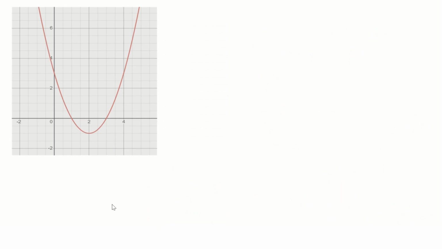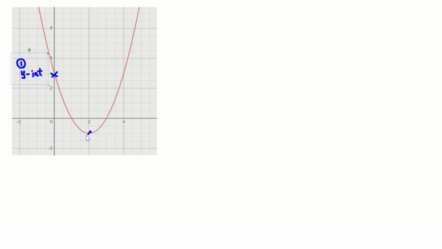Hello, in this lesson we are going to do a quadratic review for grade 10 academic math. For quadratics, there are three key points. This is where the graph intersects with the y-axis. We call this the y-intercept. This is the first type of key point.